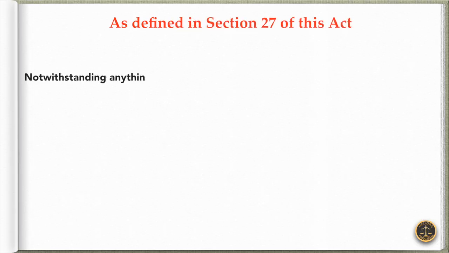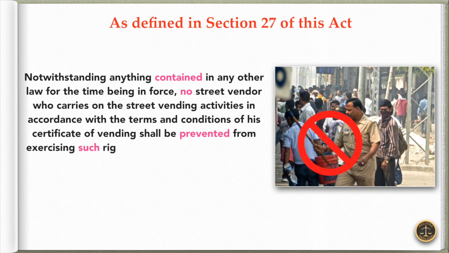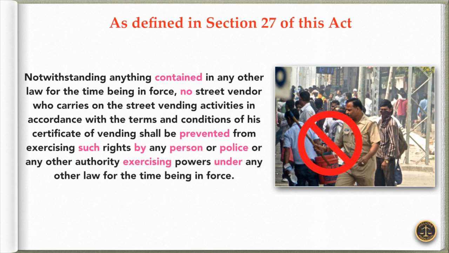Further, as defined in Section 27 of this Act, notwithstanding anything contained in any other law for the time being in force, no street vendor who carries on the street vending activities in accordance with the terms and conditions of his certificate of vending shall be prevented from exercising such rights by any person or police or any other authority exercising powers under any other law for the time being in force. It simply means prevention of harassment by police and other authorities.